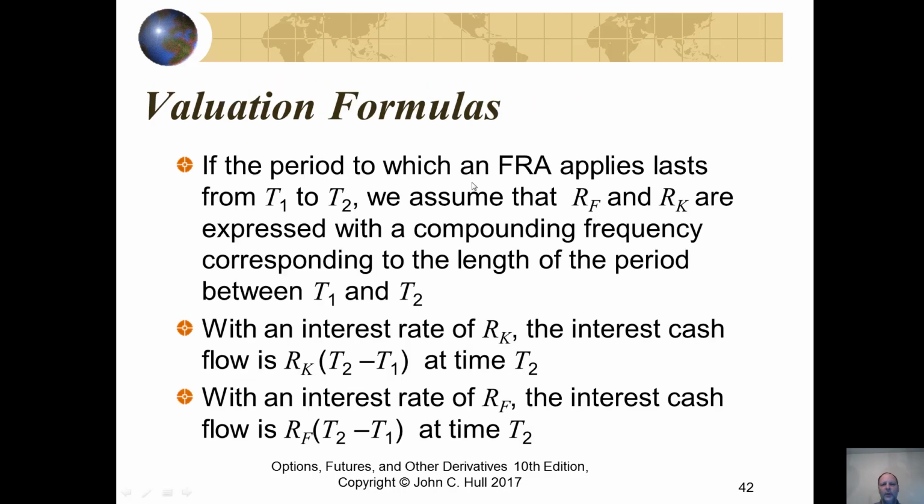If the period to which the FRA applies lasts from T1 to T2, we can assume that RF and RK are expressed with compounding frequency corresponding to the length of the period between T1 and T2. With an interest rate of RK, the interest cash flow would be RK times the difference between T2 and T1. With interest RF, the cash flow would be RF times T2 minus T1, times, of course, whatever the principal is.